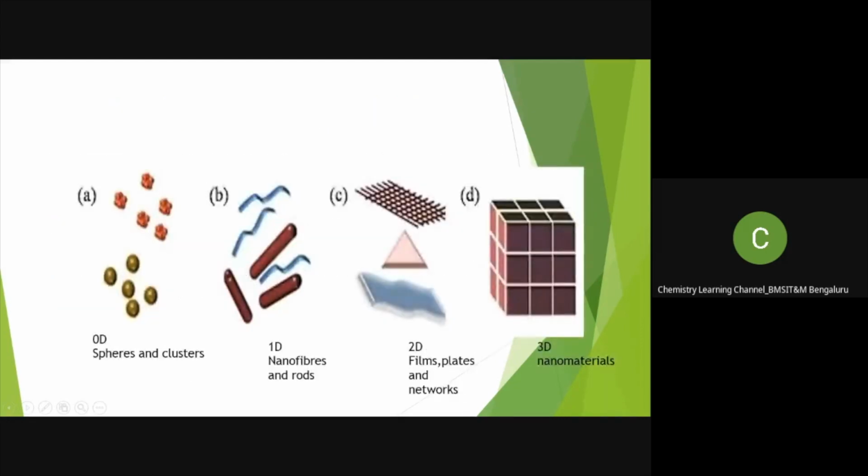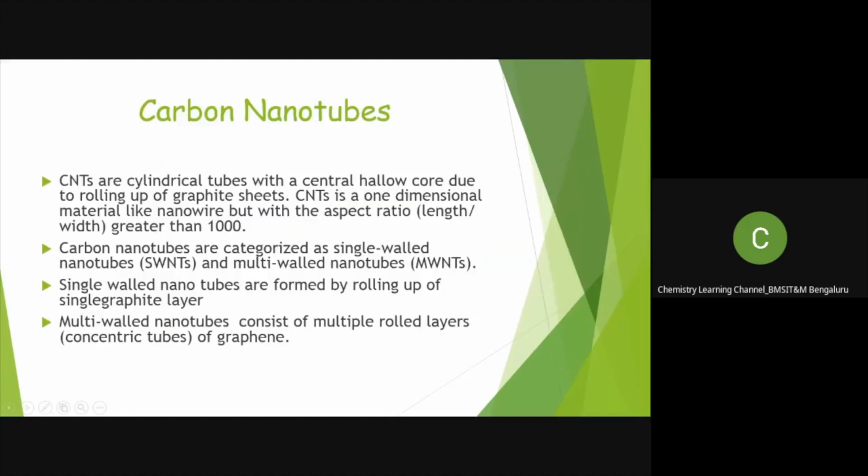And these are some pictures of different dimensions of nanomaterials: 0 dimension, 1 dimension, and 2D and 3D nanomaterials. So the first type of nanomaterials is carbon nanotubes. These are cylindrical tubes with a central hollow core, and these are formed by rolling up of graphite sheets. And it is a one-dimensional material, but the aspect ratio is greater than 1000.